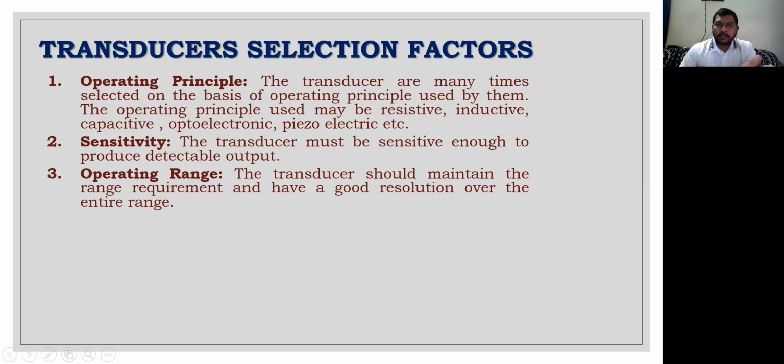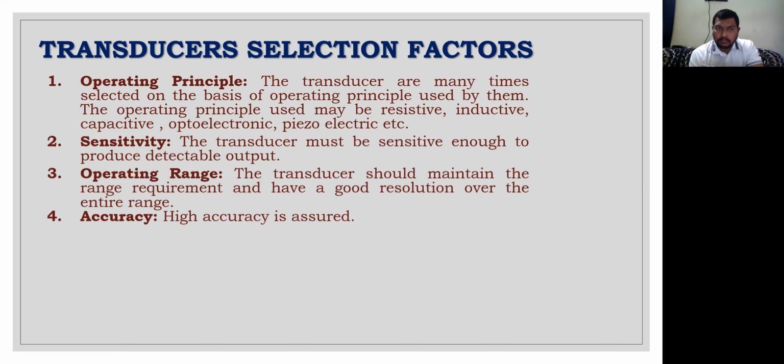So in that case, what happens? We are concerned with only that particular range of temperature. Other than that, it is not. We don't require that. So for that, we should also consider the operating range. So operating range is another basic, important factor for the selection of a transducer.